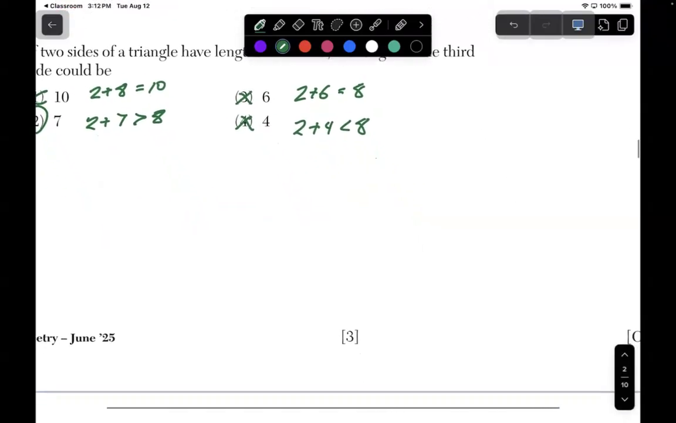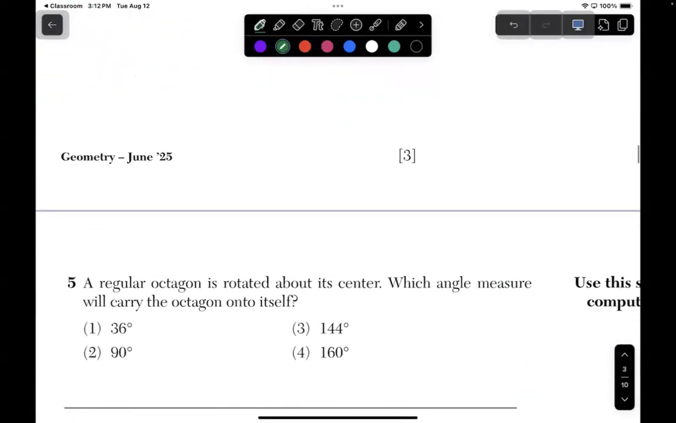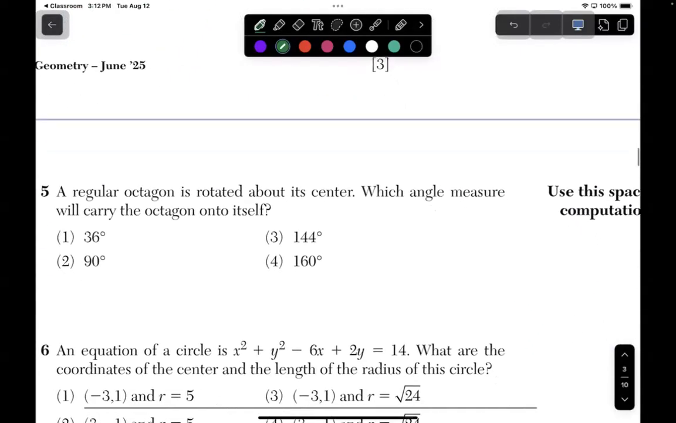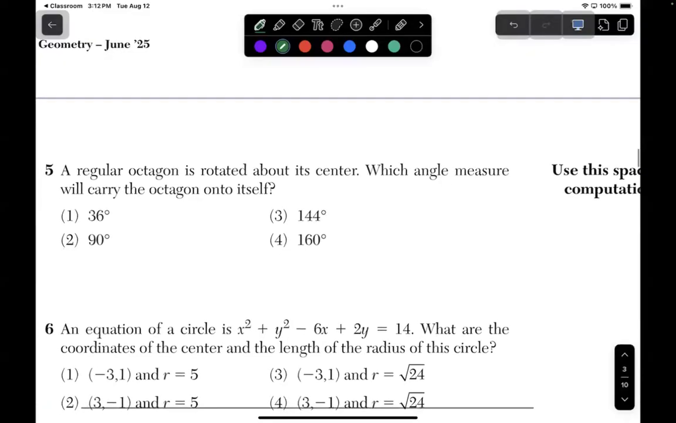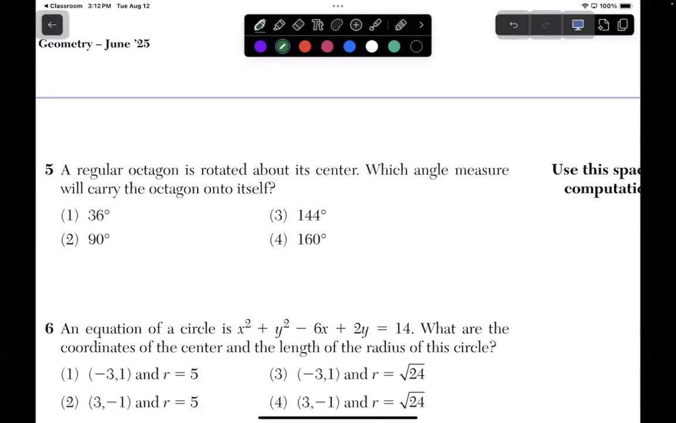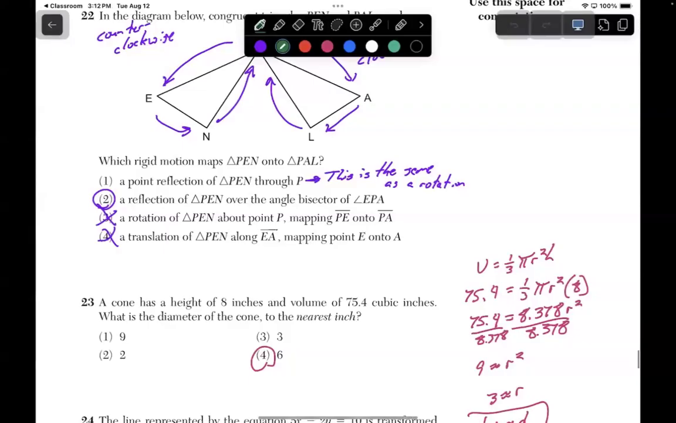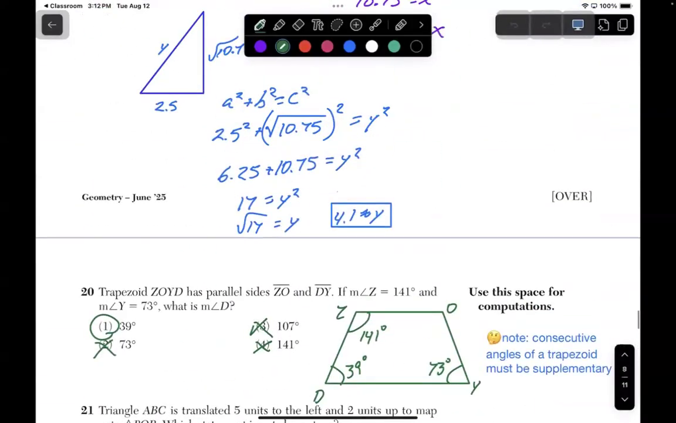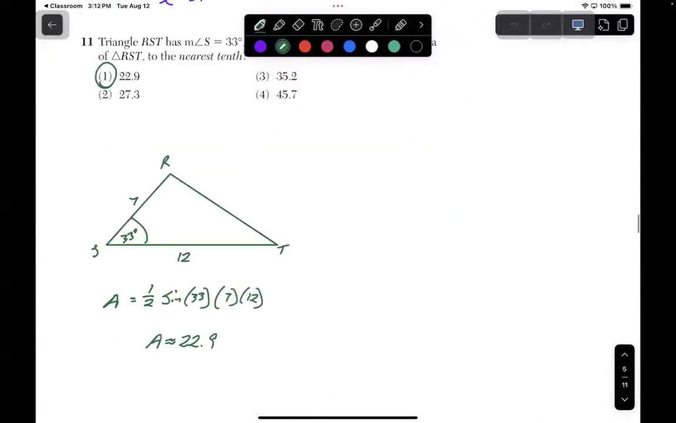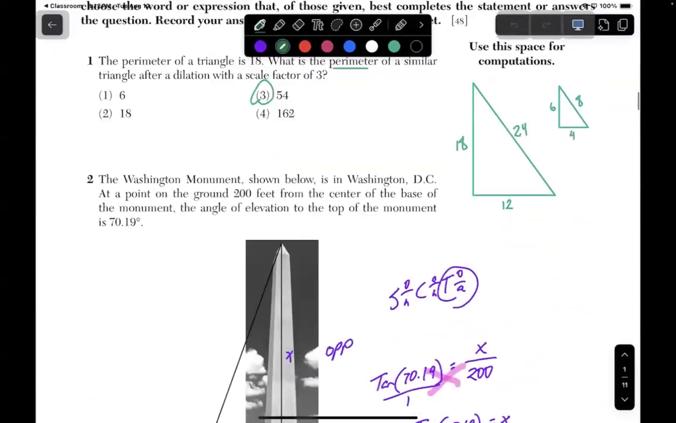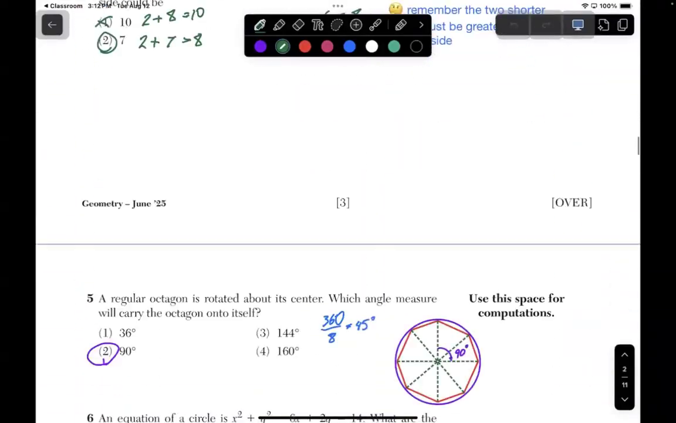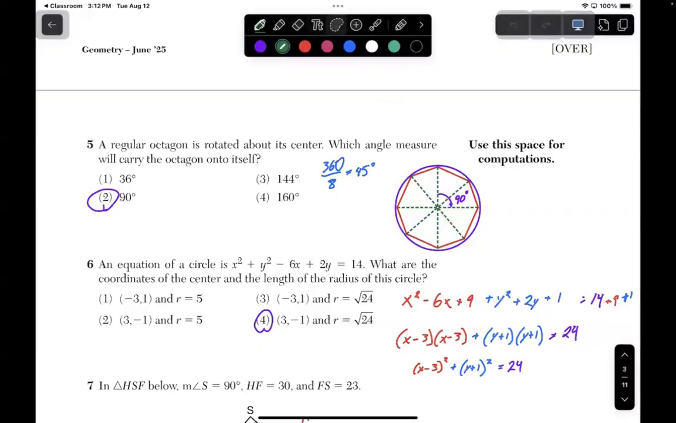So the first four problems I thought were pretty straightforward. Okay, a regular octagon is rotated about its center. Which angle measure will carry the octagon onto itself? I'm just going to go ahead and copy the diagram from my solution guide that I posted on Classroom.